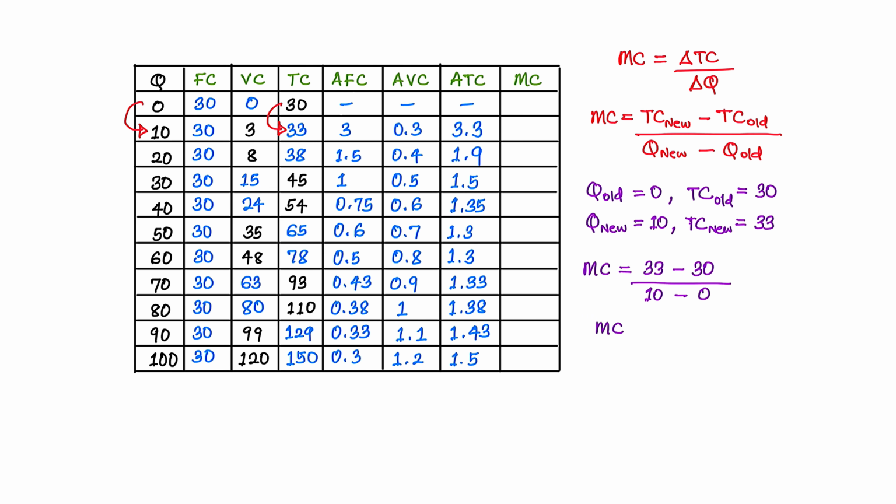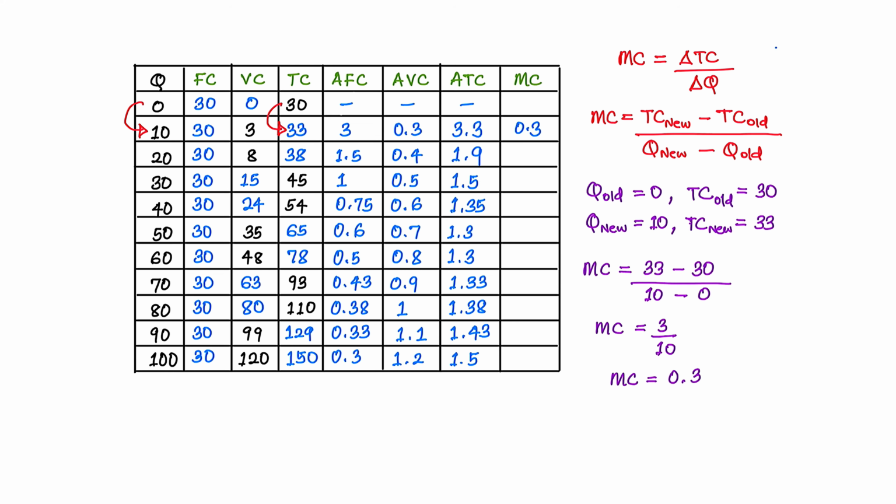Simplifying, we have the marginal cost equals 33 minus 30, and 10 minus 0, that is 10. So simplifying, the marginal cost equals 3 divided by 10, and that is 0.3. So this means for each additional output, when we increase from 0 to 10 outputs, the cost will increase by 0.3 per unit.